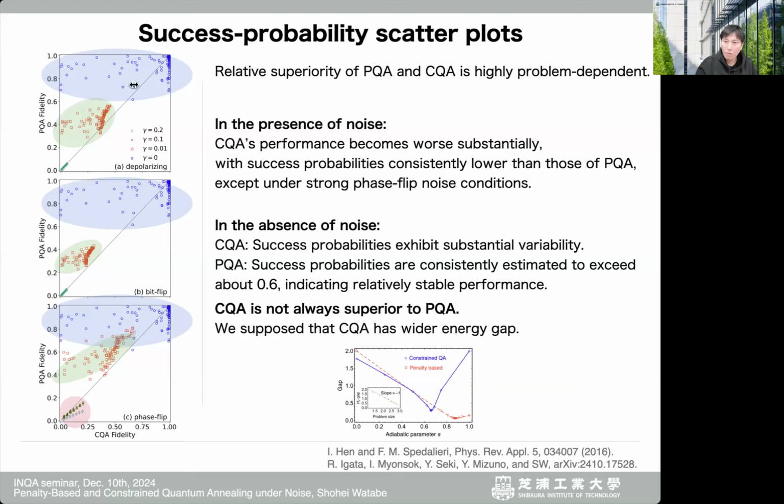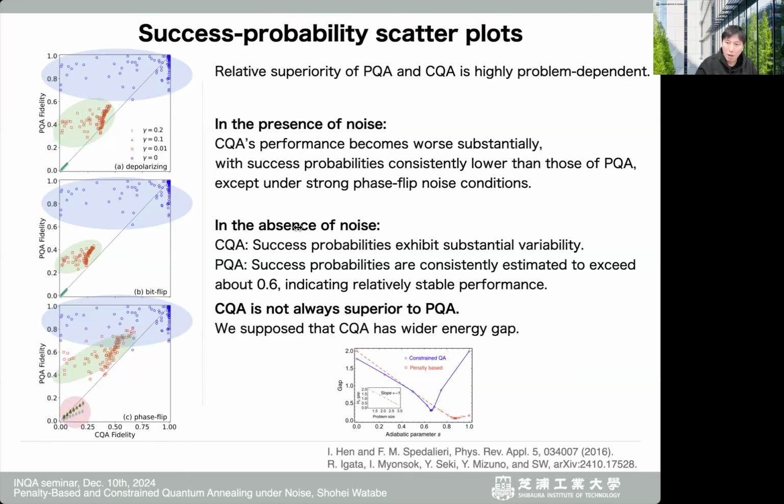In this case, we can find that the CQA performance becomes worse in the presence of noise. For example, in the green regions, the CQA performance becomes more substantially worse, so the PQA is better. The only exception is under the strong phase flip noise case. But the success probability in both PQA and CQA is poor.